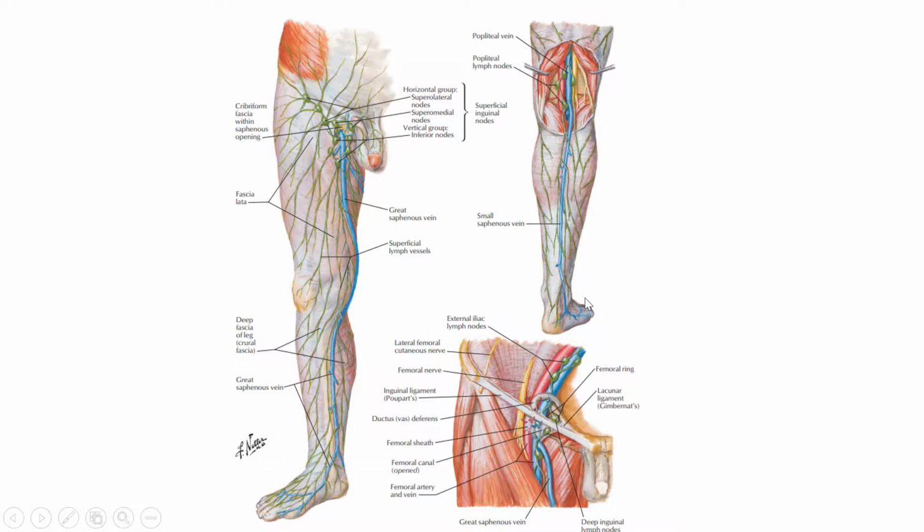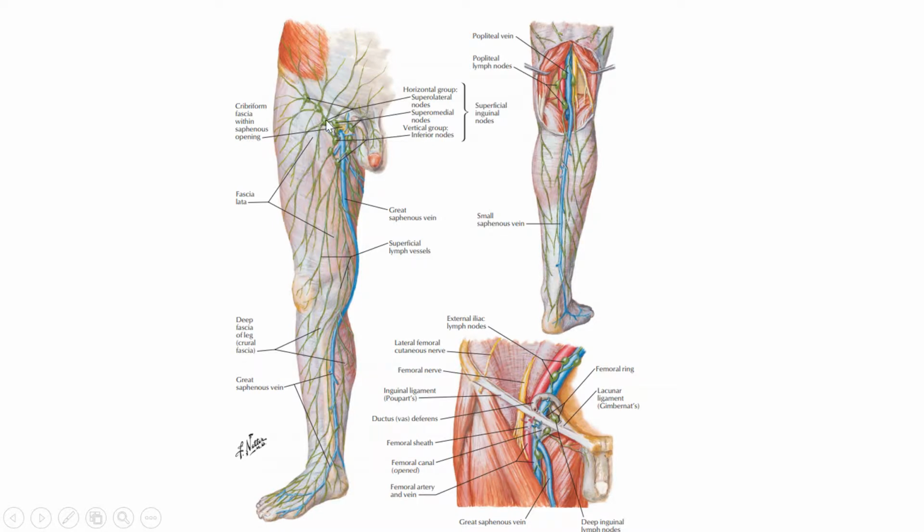But you have to be vigilant about two lymphatic systems, two patterns. One was the one accompanying the great saphenous vein, the other one was accompanying the small saphenous vein. The small one drained into the popliteal lymph nodes. The superficial great saphenous one drained into the superficial inguinal lymph nodes. Superficial inguinal lymph nodes had two patterns.